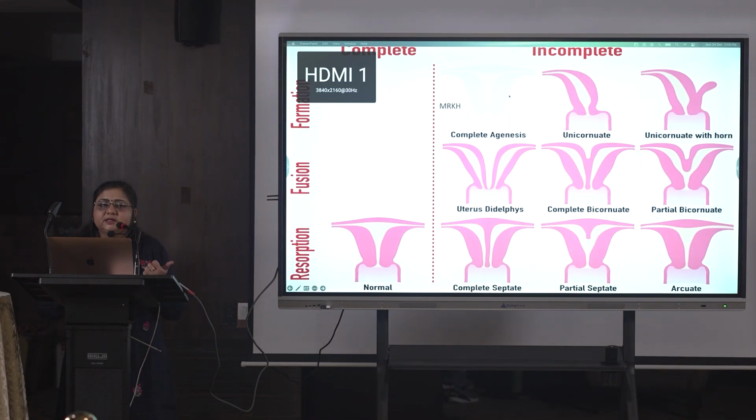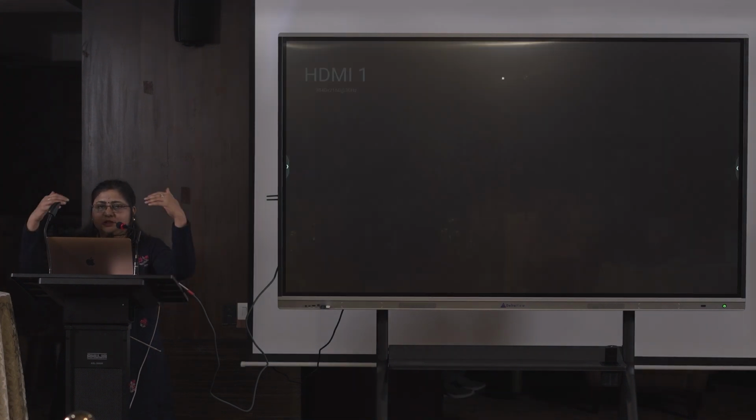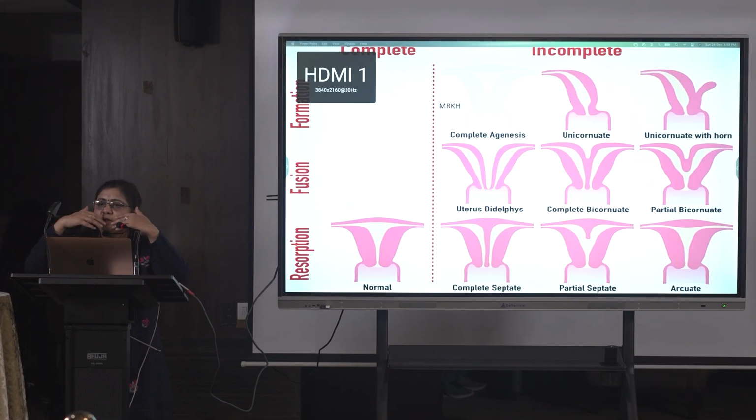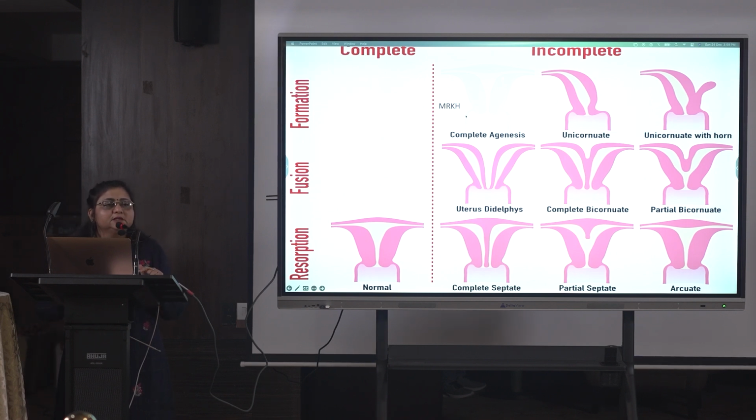So sometimes what happens is the pronephros is not developing. So there are no paramesonephric ducts, because from the pronephros only the nephrogenic bud will start. So there is no uterus. That is also called MRKH syndrome. So what are the features of MRKH? Mayer-Rokitansky-Küster-Hauser syndrome. So MRKH means an absent uterus will be there and the secondary sexual characteristics will be present.